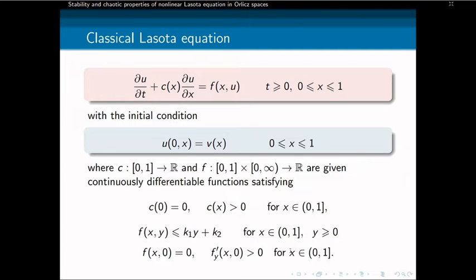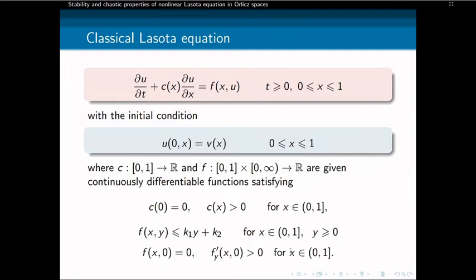I would like to start from the classical Lasota equation, and it's known that first-order partial differential equations are frequently used as a mathematical model of the population of cells. In particular, such an equation describes the process of the reproduction of red blood cells. It describes the growth of the cells, which constantly differentiate, change their properties in time, and this equation appeared in papers by Lasota and Wazewska.